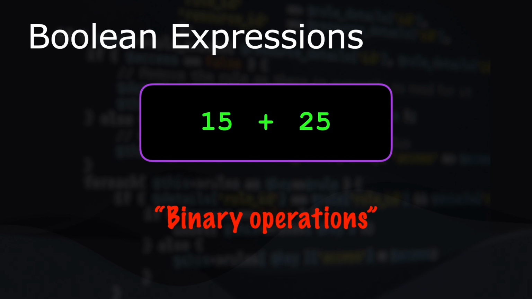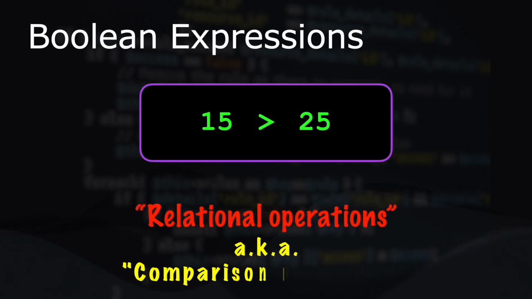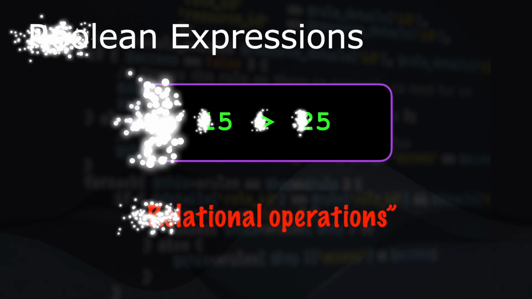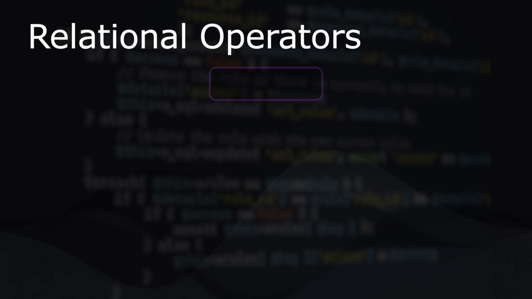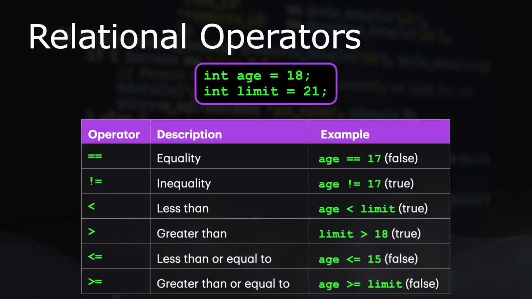The most common Boolean operations are comparisons, and you'll be familiar with these from your math classes. Relational operators also take two operands, but they evaluate to a bool value, making them Boolean expressions. For example, 15 is greater than 25 evaluates to false. It's false to say that 15 is greater than 25. There are 6 relational operators in C#. For our examples, we'll assume we have a couple of int variables defined already.